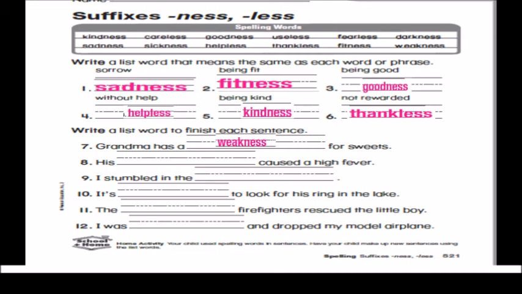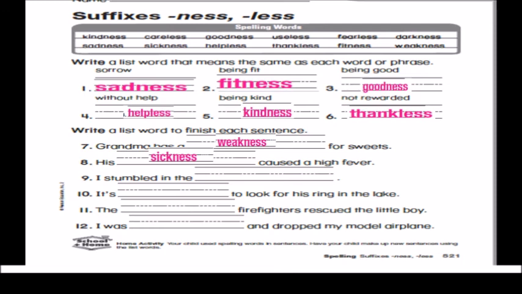Weakness. Yes, excellent. Grandma has a weakness for sweets. Number 8: His sickness caused a high fever. So if you feel a fever or hot, or if you are coughing, so you are sick. So his sickness caused a high fever.